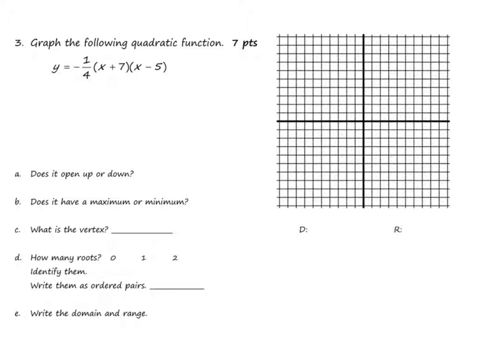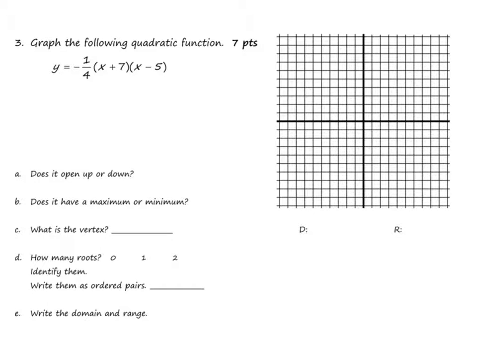This time we're going to graph a quadratic that's in intercept form. When you see the parentheses and you don't see any exponents, this is in intercept form. So we're going to start by graphing the x-intercepts. So in this case, again, it's always the opposite of what you want to say.